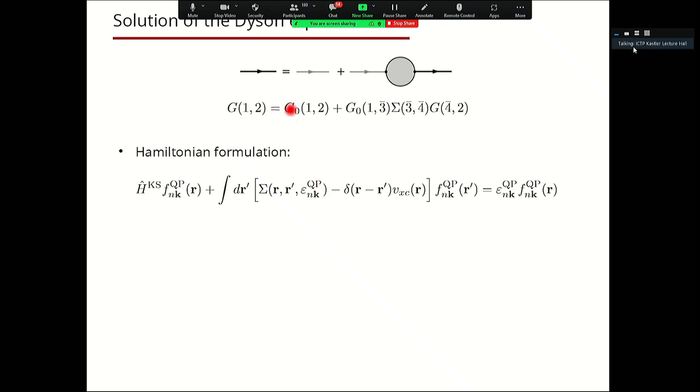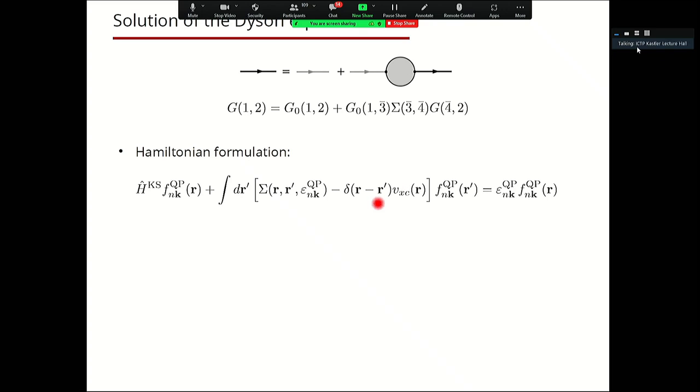So how to solve the Dyson equation for G? Here we have the diagrammatic representation and also the Dyson equation. With the Lehmann representation for the interacting G, we can rewrite this Dyson equation in a Hamiltonian formulation. That is an eigenvalue equation for the quasi-particle energies, which are the eigenvalues, and the quasi-particle orbitals, which are the eigenvectors.